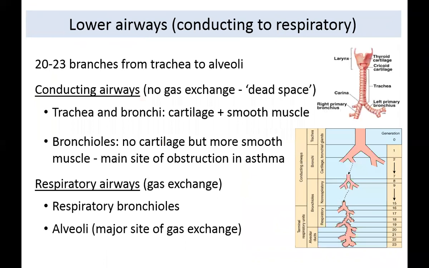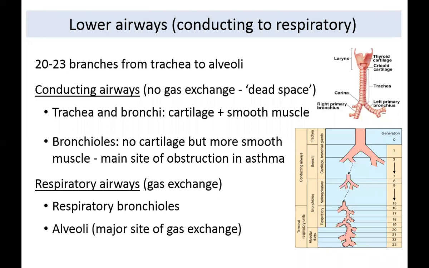So I think some of this is review from 371. We've got 20 plus branches going from the trachea to the alveoli. So I think if it's 23 branches, that's something like about 8 million. If it's 22 branches, 4 million, obviously. So any more than 1 million of the alveoli.